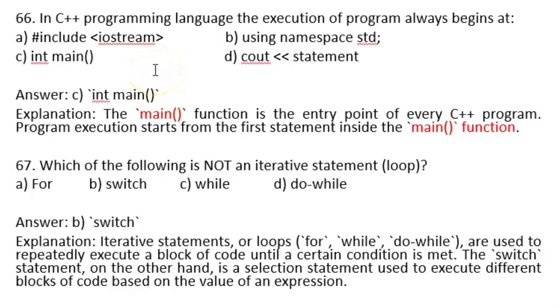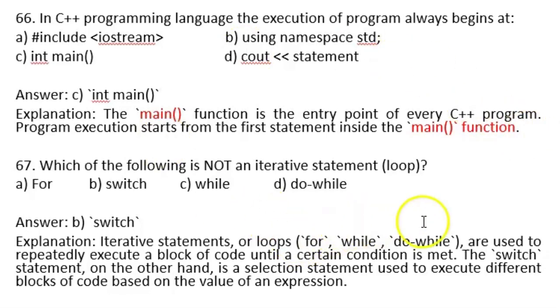Question 66. In the C++ programming language, the execution of a program always begins at: A, include iostream, B, using namespace std, C, int main, D, cout statement. The answer is int main. The main function is the entry point of every C++ program. Program execution starts from the first statement inside the main function.